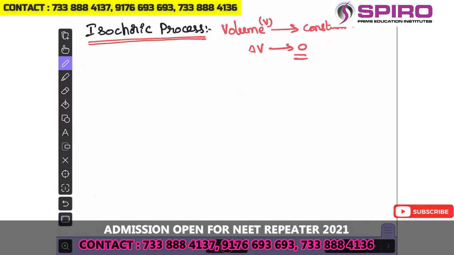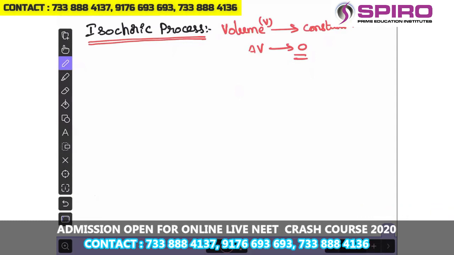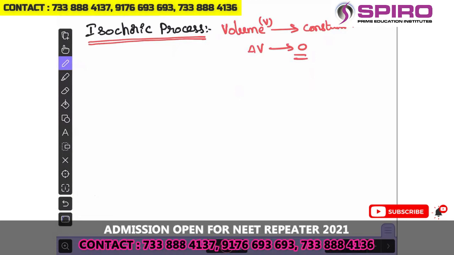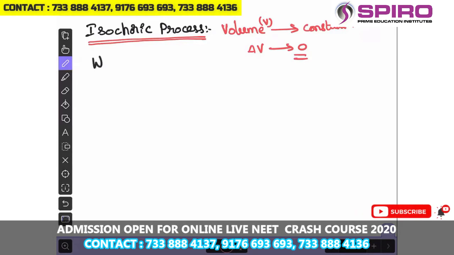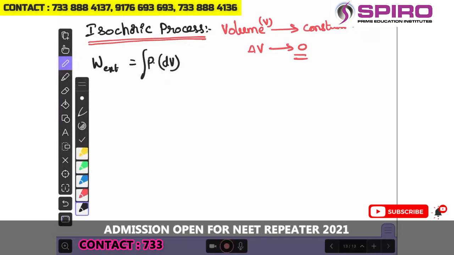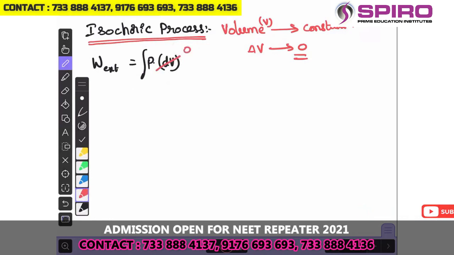Now the isochoric process. In the isochoric process, volume will be kept constant. Being volume is constant, change in the volume will be zero, right? Being change in volume zero, what is the external work done? The system volume is constant, so there is no change in the volume of the system. Therefore external work done will be integral P dV. What is the dV here? The dV value is 0. That's why external work done will be 0.